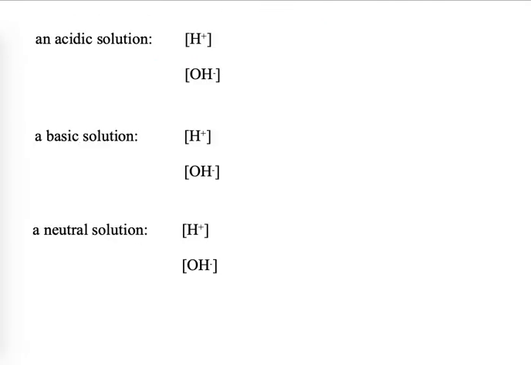Now, I can talk about this, though. In an acidic solution, the concentration of the hydrogen ion is greater than that of neutral water, so that's greater than 1.0 times 10 to the negative 7th molar. But because the concentrations of the hydrogen ion and the hydroxide ion are inversely proportional, if in an acidic solution the concentration of hydrogen ion is greater than 1.0 times 10 to the negative 7th, the concentration of hydroxide must be less than 1.0 times 10 to the negative 7th molar.